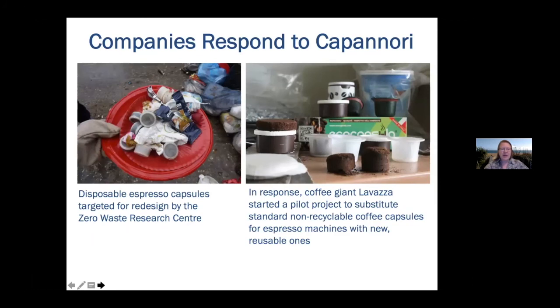When you look at the trash, that's what's in the trash: little coffee capsules, baby diapers, shoes, things that are not recyclable. And so for the coffee capsules, they worked with Lavazza, which is the largest coffee producer, to redesign their capsules to be reusable and compostable.